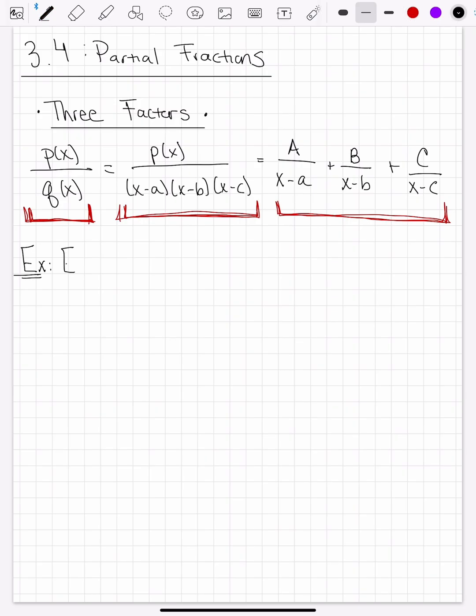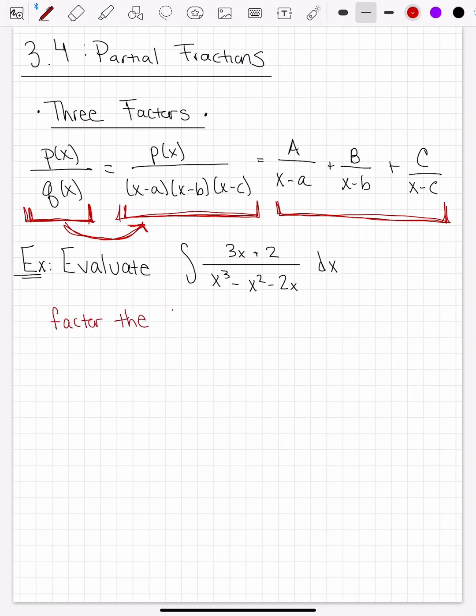So let's do an example. So the process is the same. The only difference is that we're going to have 3 terms now instead of 2. And so we have 3x plus 2 over x cubed minus x squared minus 2x dx, right? So remember, the first thing we want to do is go from here, what we're given, to a factored denominator. So the first step is to factor the denominator.